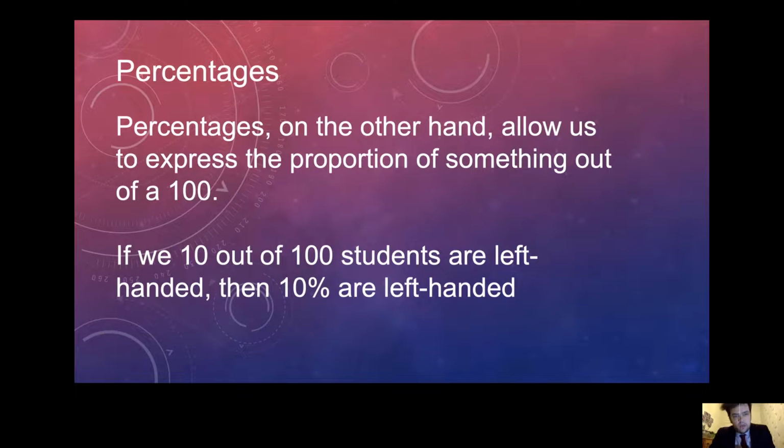Percentages, from the Latin cent, I think century, 100, expresses a value as a proportion of something out of 100. It could be a whole number, it might not be. You can have a point of a percent. And if you had 10 students out of 100 who are left-handed, and I am left-handed, very proud to say, then you'd say 10% are left-handed. If you had 20 out of 200, that's also 10%.